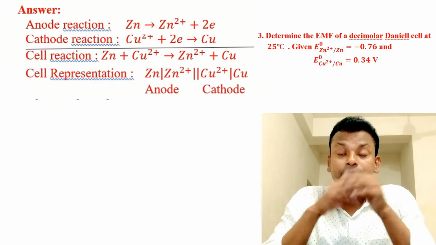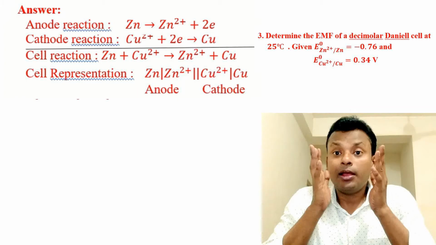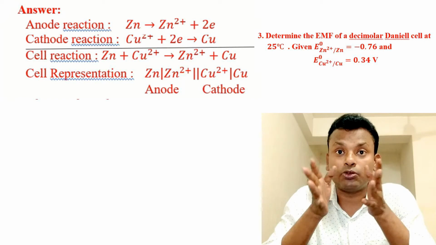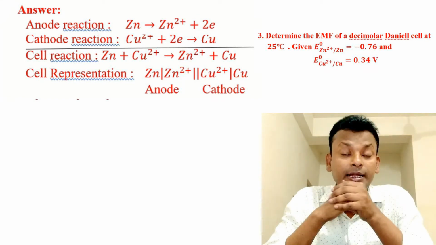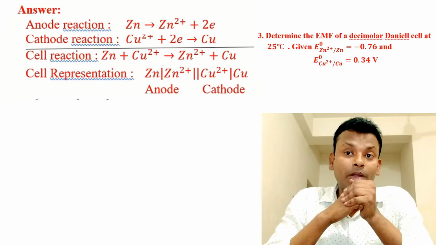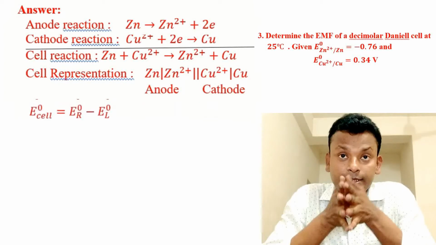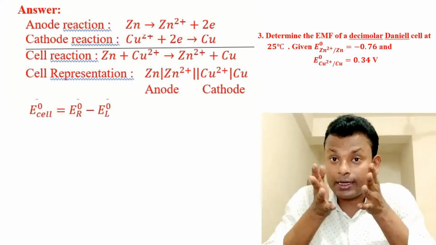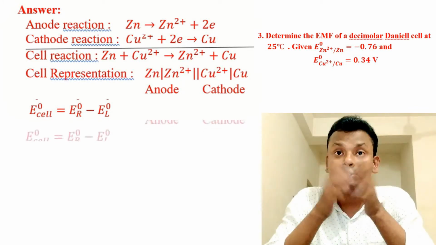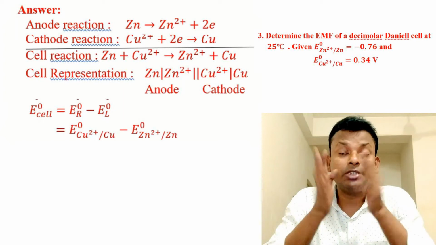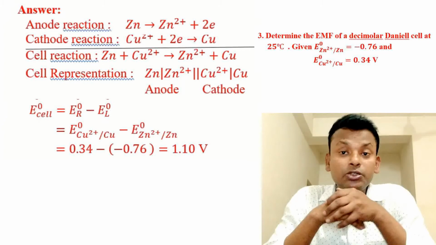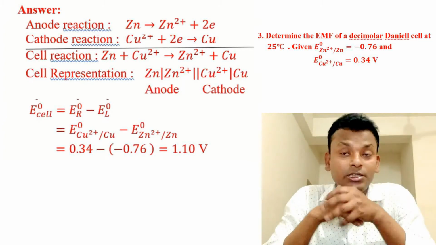Cell representation. Here we know that in the cell left hand side is anode, right hand side is cathode. So here anode is Zn, that is Zn, Zn2 positive, salt bridge, Cu2 positive, Cu. E0 cell, we know that E0 cell equals E0 right minus E0 left. Here E0 Cu2 positive Cu minus E0 Zn2 positive Zn. Putting the value, then E0 cell equals 1.10 volt.